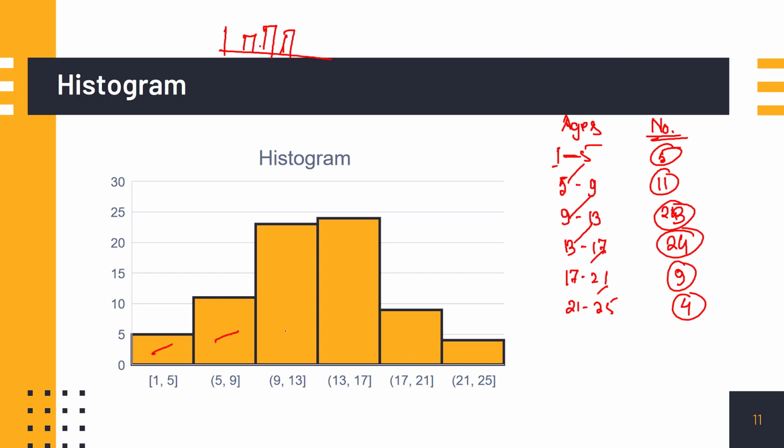All the bars are side by side without any gap. So this is how we draw a histogram. Now, what is the use of a histogram?